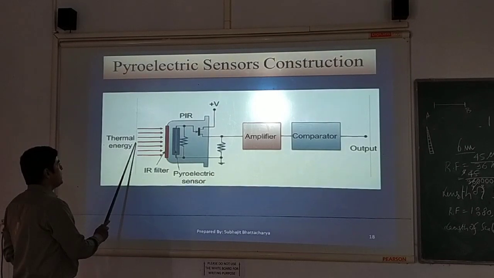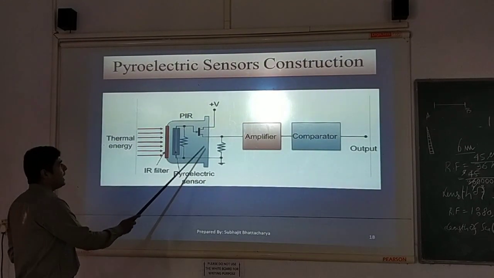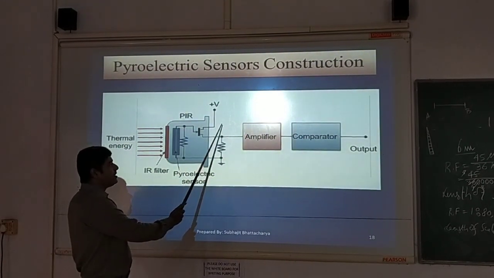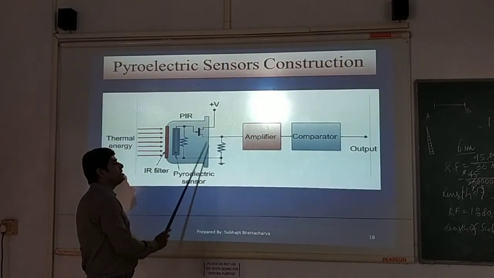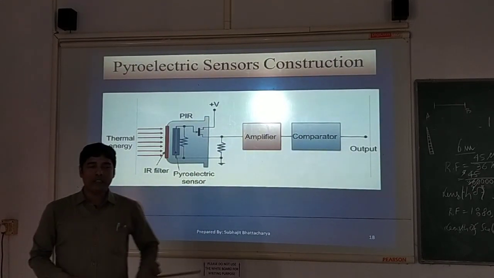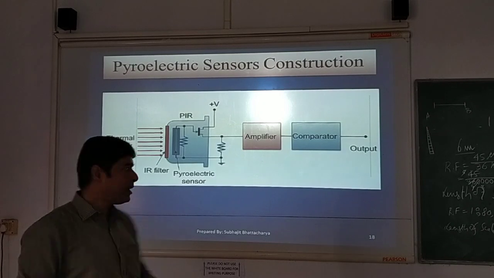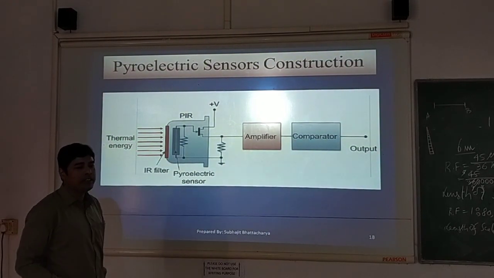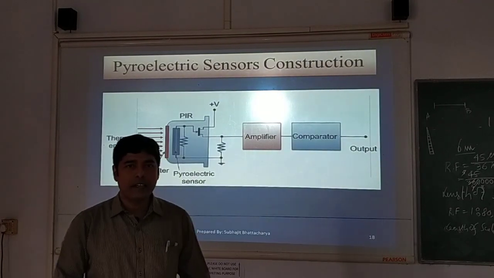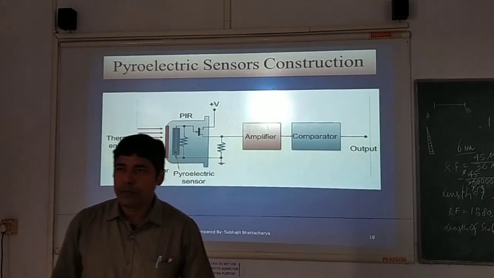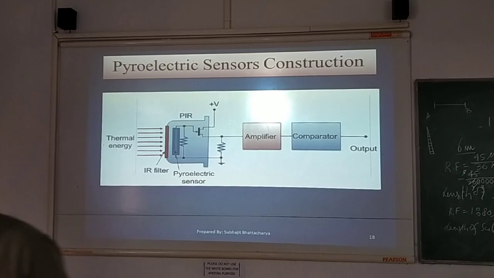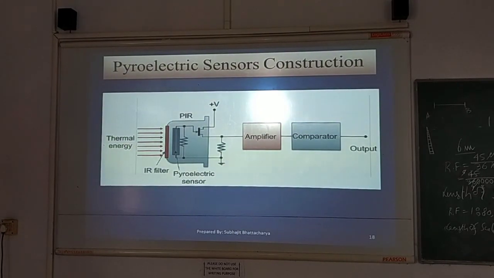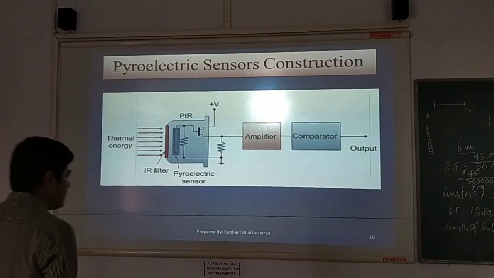Whenever there is thermal energy, there are some amplifiers and comparators, so some signal conditioning devices will be there, so that it becomes a measurable thing. Whenever a particular thermal object comes near to it, this will indicate as a current, and this will indicate the presence of some object. So this can be used as a motion detector also.